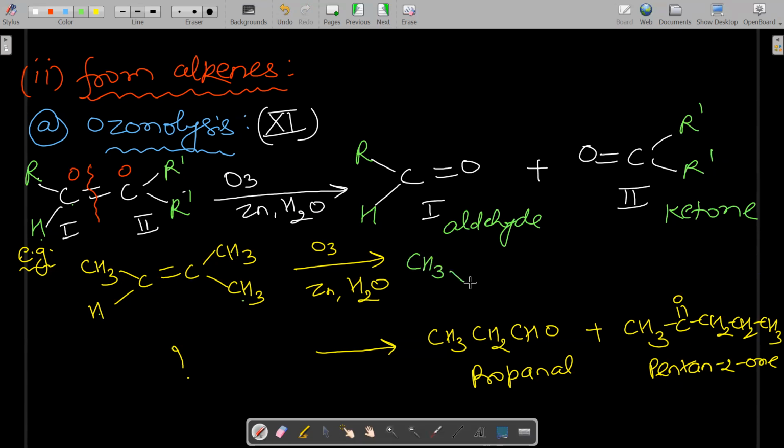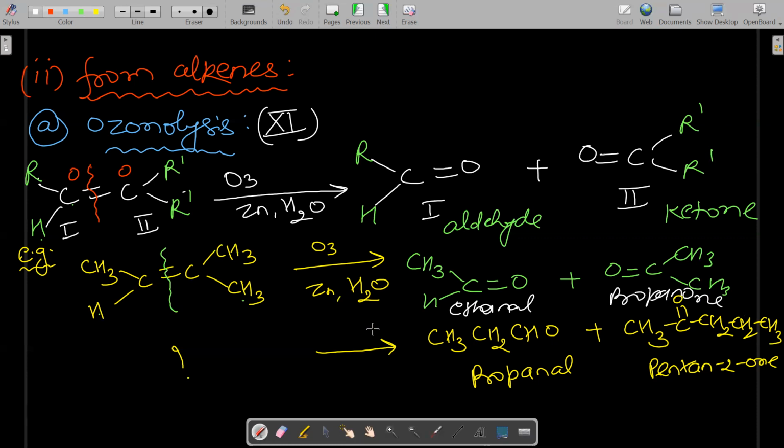Yes. So we get CH3CHO, because the bond will be cleaved from here, and at both carbons, oxygen will be attached with a double bond. So we are getting this C double bond O, and at the second carbon also C double bond O. So we get one product, what is the name of this compound? This is ethanal and this is propanone.